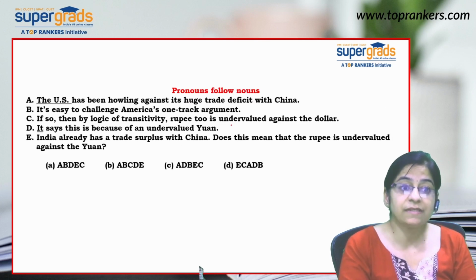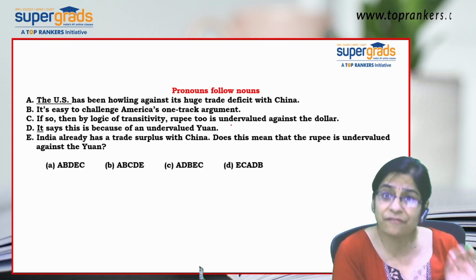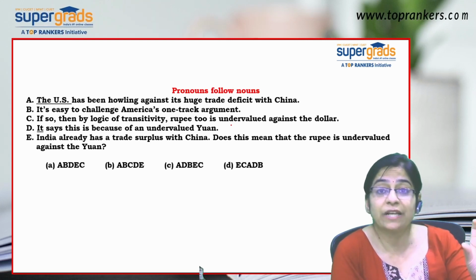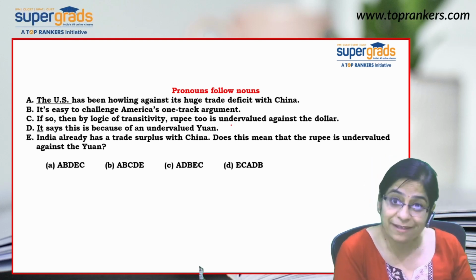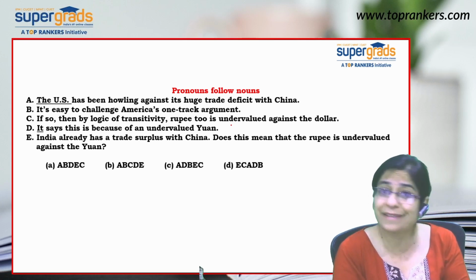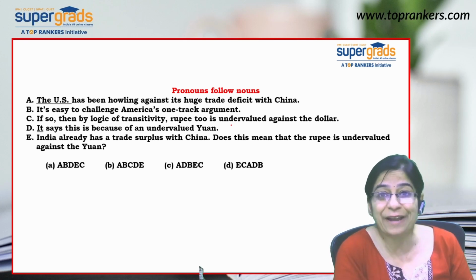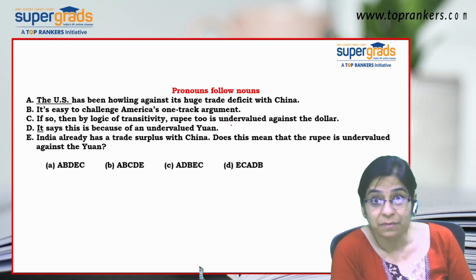Now, this one is pronouns follow nouns, and this one is pretty easy to understand and works very well. It will help you identify the paired sentences, it will help you identify the passage opener, it will help you in so many different ways. And what are they? Just pronouns, and they help you so much in this kind of question. So this is an open parajumble, as we can see.